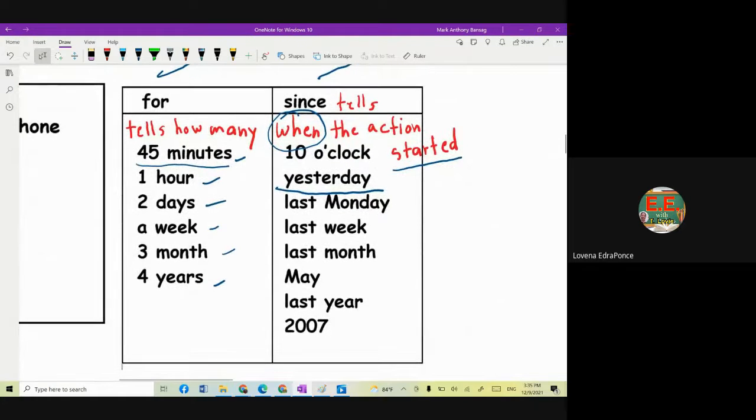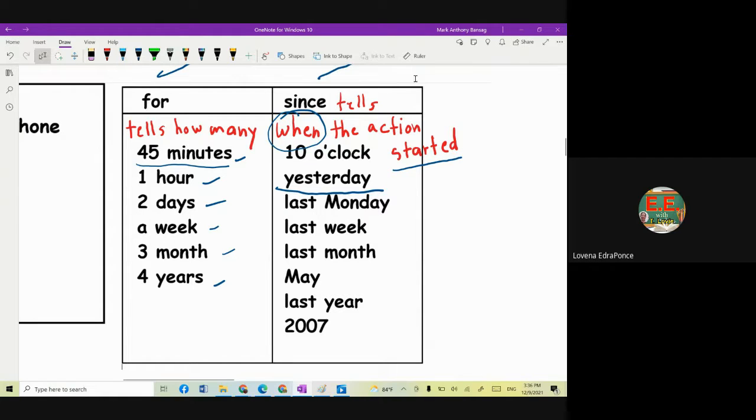To make sentences about this one, let's understand using for and since first. So remember, for tells us how many minutes, how many hours, how many days, how many weeks, how many months, and how many years. If we're going to use for, the information tells us how many minutes, hours, days, weeks.